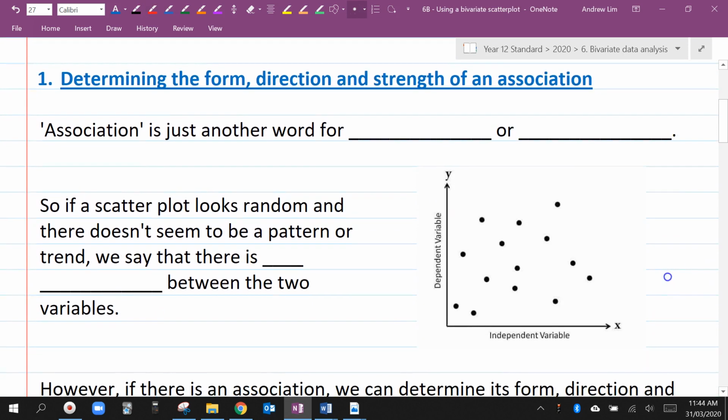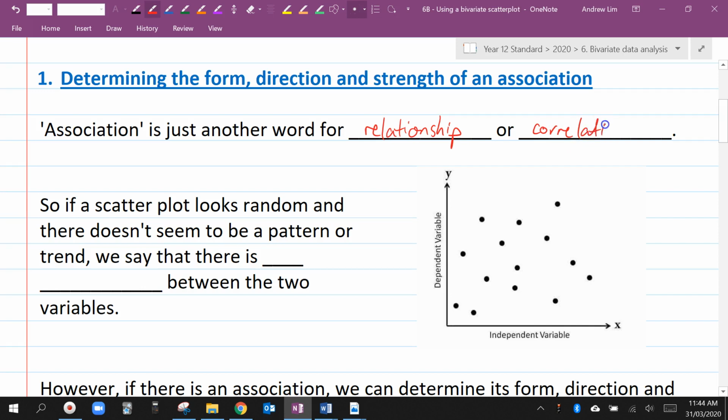So let's have a look at the first one. Determining the form, direction, and strength of an association. An association is just another word for relationship or correlation. They all mean the same thing. So if you see the word association, think, is there a relationship between the two variables, between the independent variable and the dependent variable, between the x and y values.